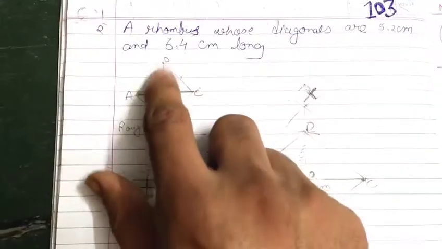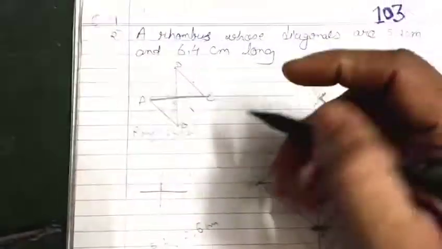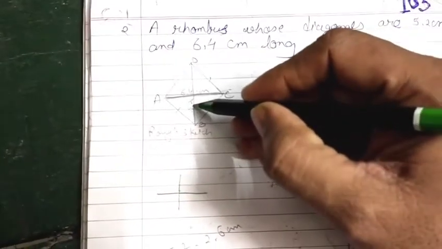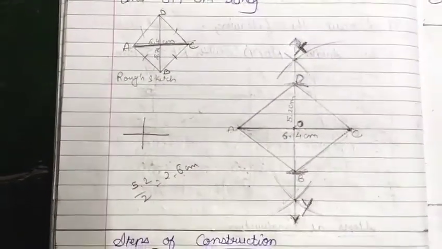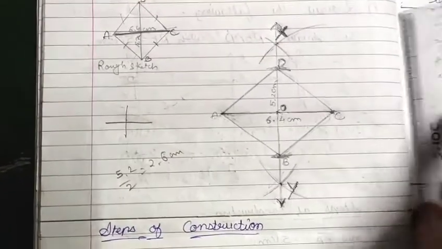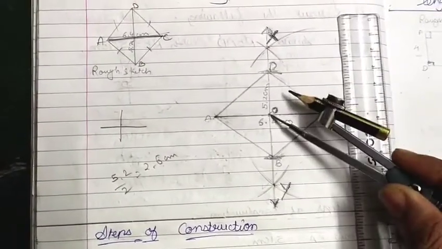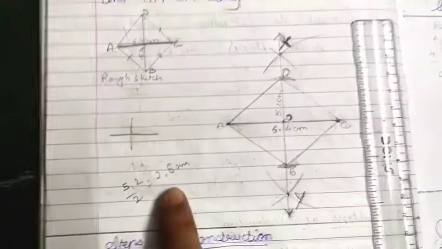Now we need to draw the other diagonal, and the length of this diagonal is 5.2 centimeter. So how to get this 5.2 centimeter? The half of 5.2 is 2.6. So with this center, try to get 2.6 centimeter.